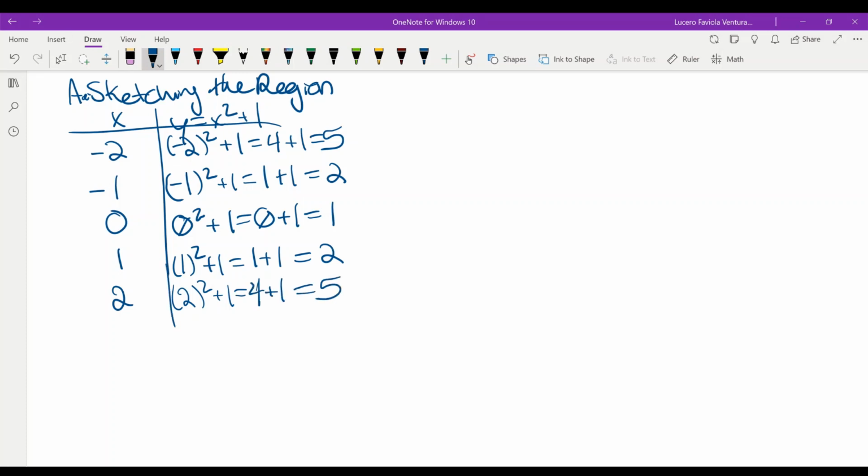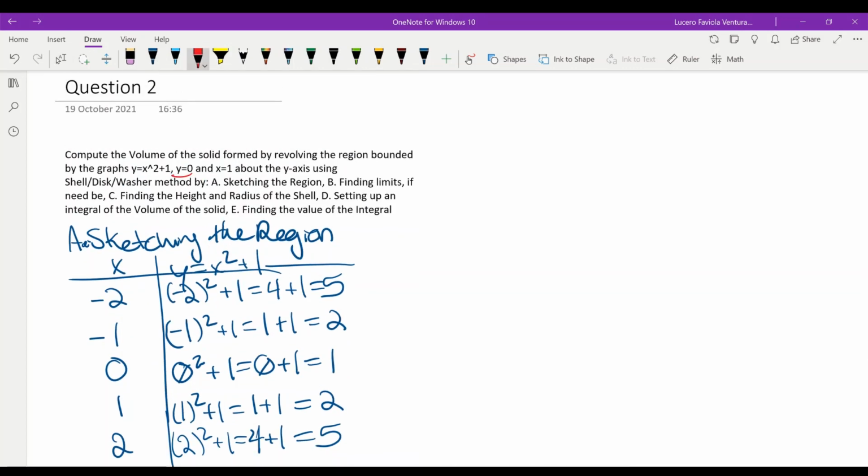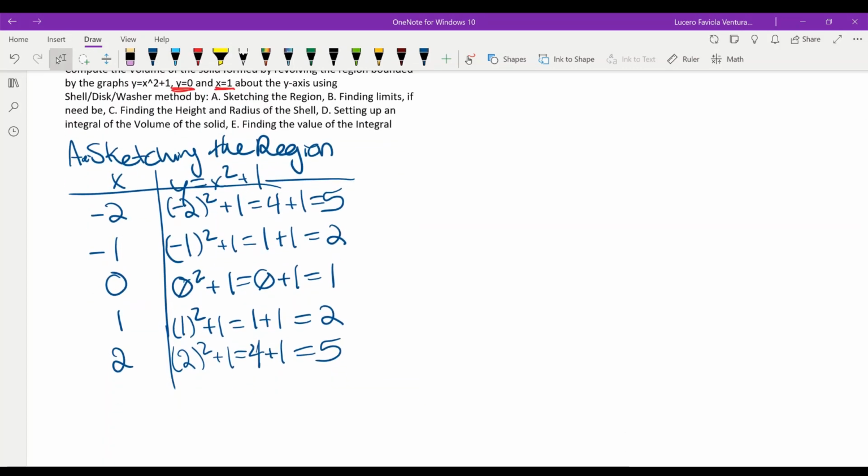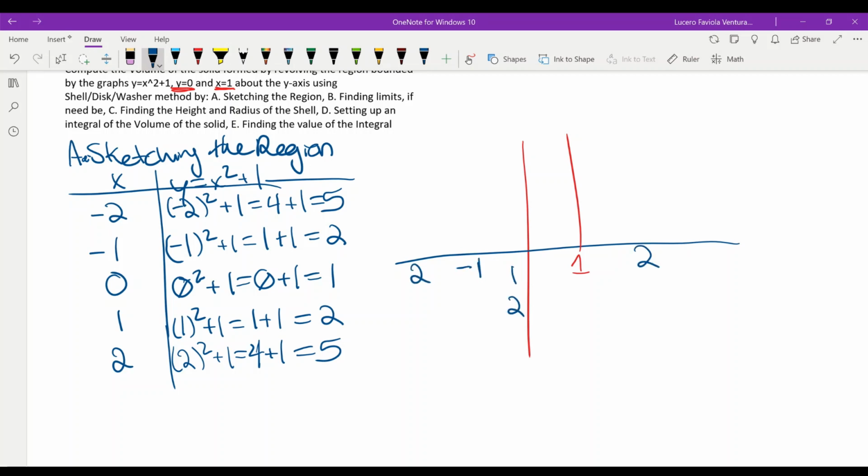And using these points that we obtained, we'll sketch the region. We know the bounds are from y equals 0 to x is equal to 1. So we'll have our y be here, our x is here, and our 1 bound here. And we'll start plotting our points. The graph doesn't have to be pretty, it just has to convey what the graph looks like, so it's easier for us to understand and visualize it. So our first point, -2, 5, -1, 2, 0, 1, 1, 2, and 2, 5.